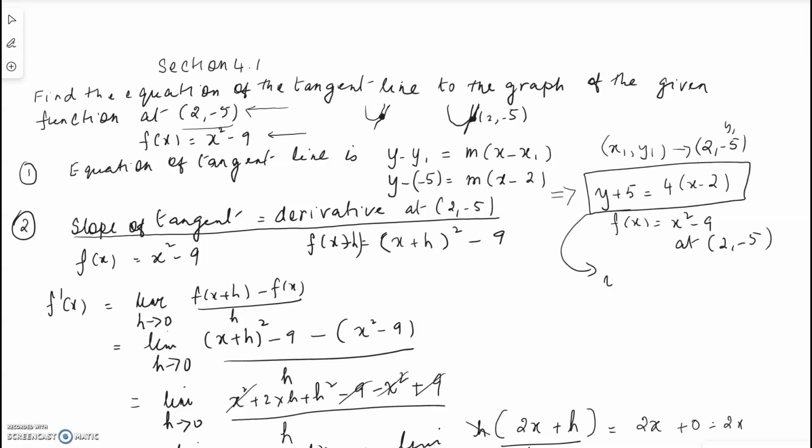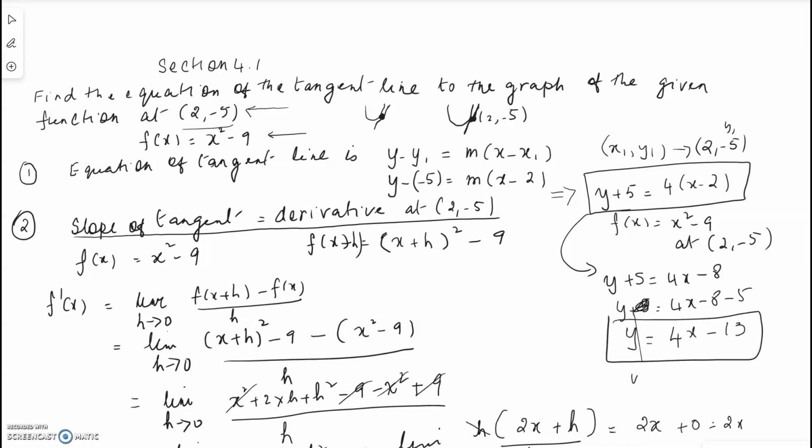If you want to simplify it, it can be written as y plus 5 is equal to 4x minus 8. So y is equal to 4x minus 8 minus 5. So y equals 4x minus 13. So that is the equation of the tangent line drawn to the given parabola at a specific point.